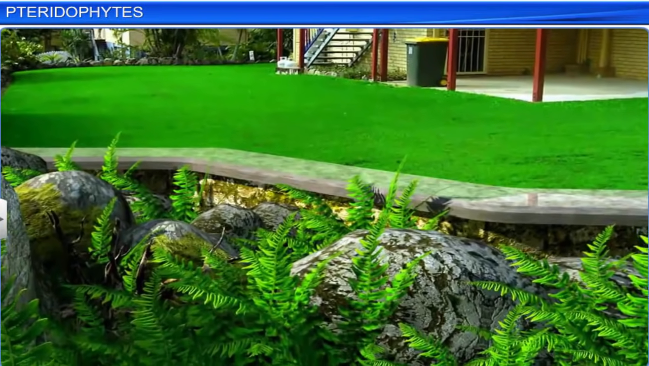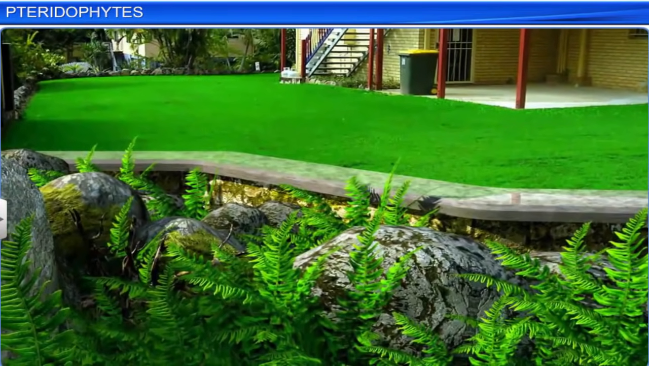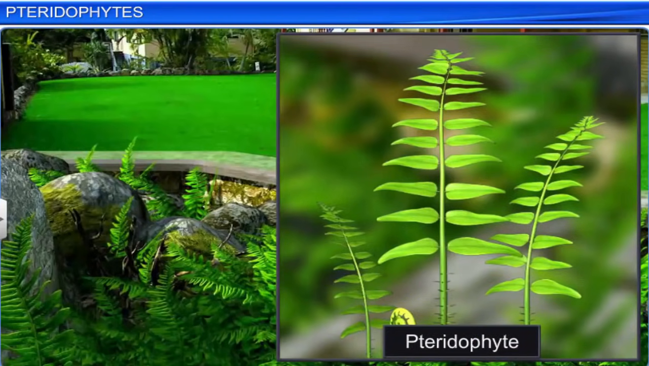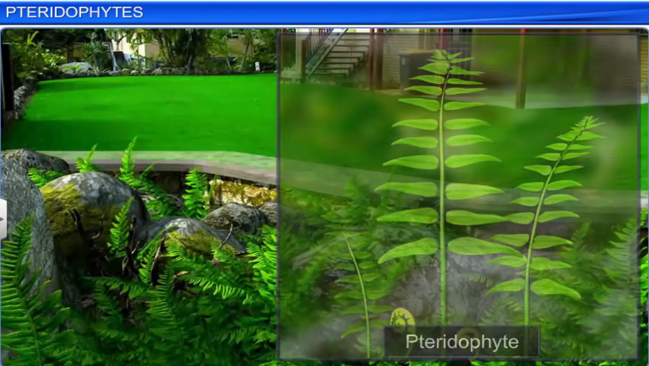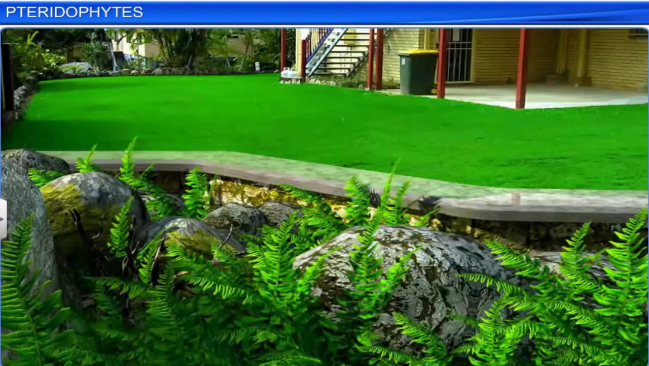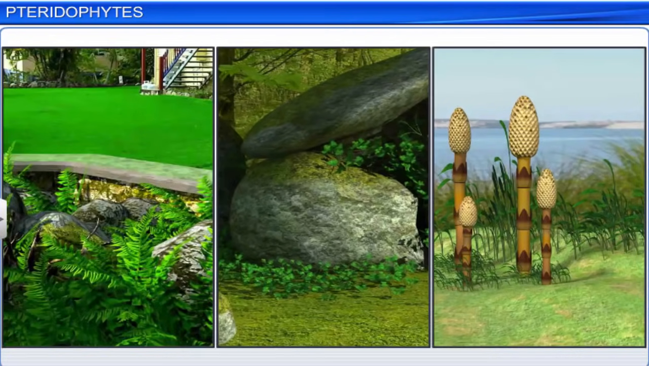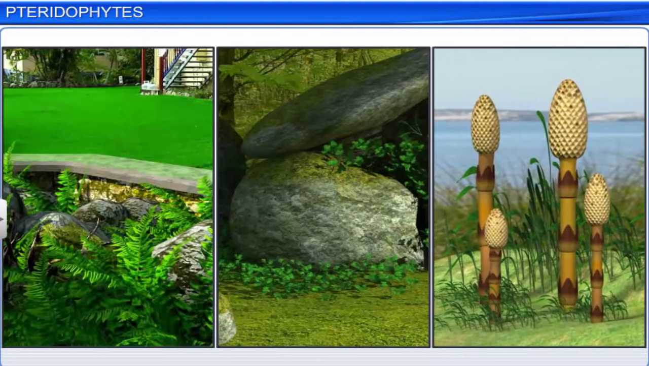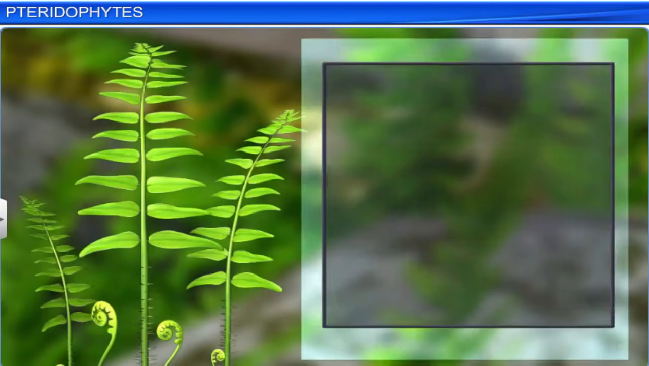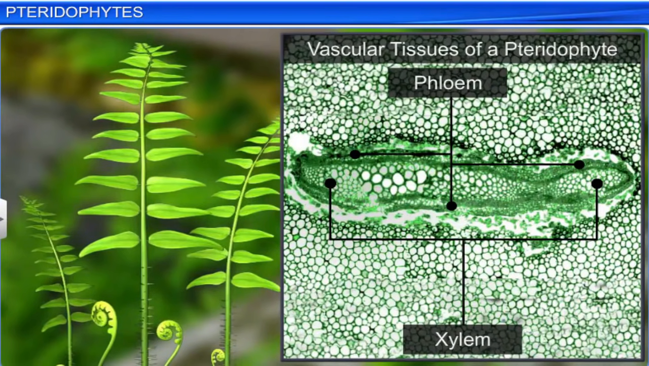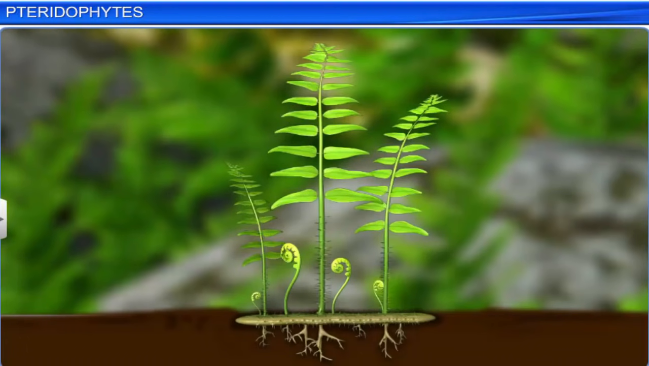You have probably seen ferns growing in gardens or in someone's backyard. Ferns are a type of pteridophyte. Pteridophytes are plants that flourish in a damp, cool and shady habitat, although some species also grow in sandy soil conditions. They occupy a special place in plant evolution as they were the first terrestrial plants to possess vascular tissues and true root, stem and leaves.